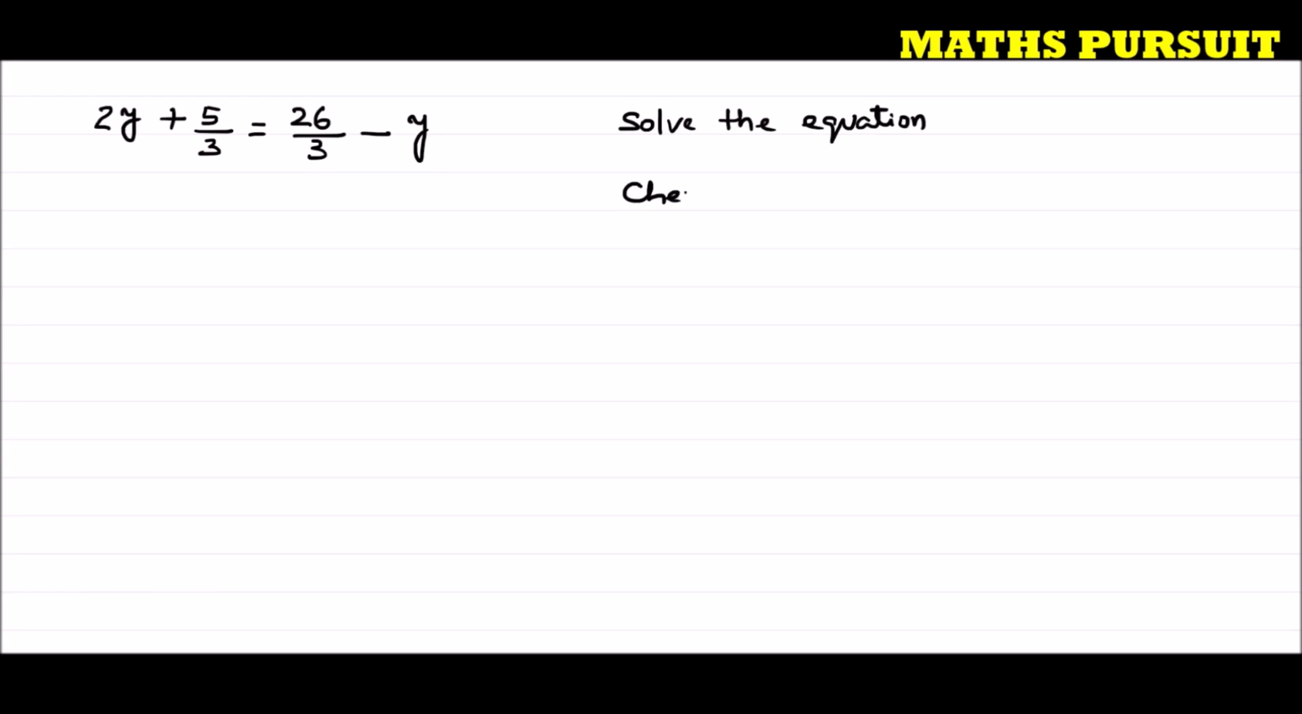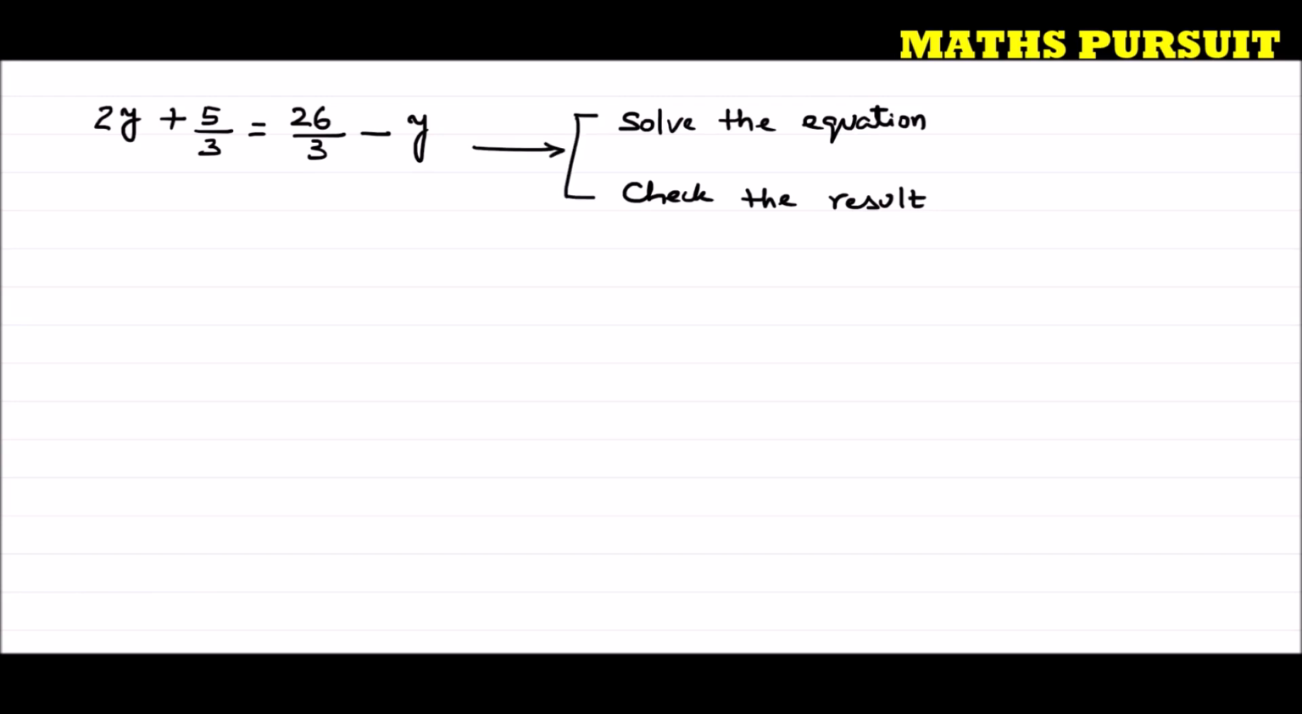Question has given us this equation (2y + 5)/3 = 26/3 - y. And the question is asking us to do two things. One is solve the equation, and the other is to check the result.